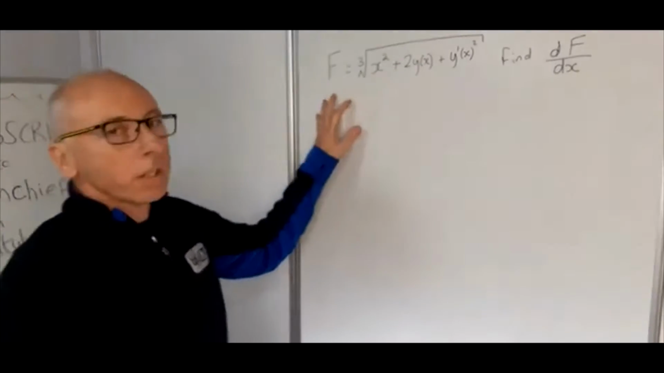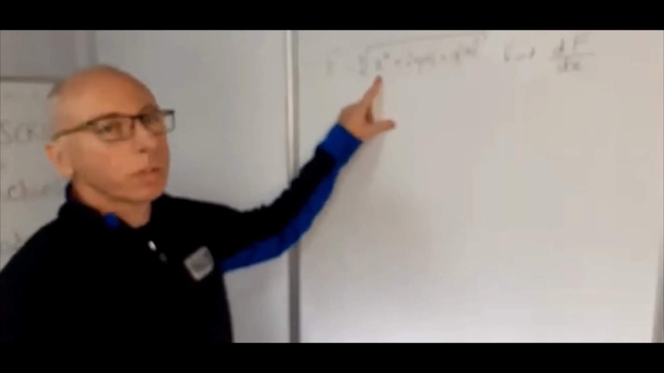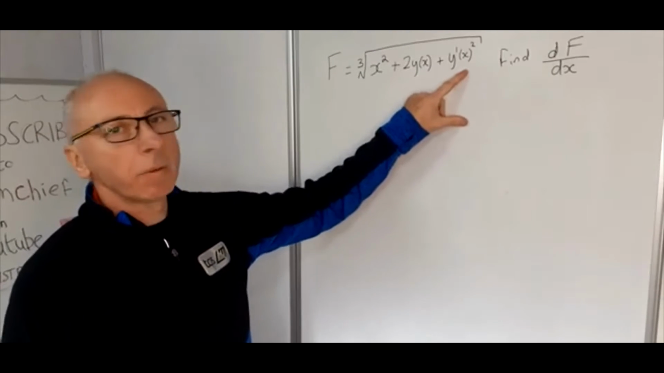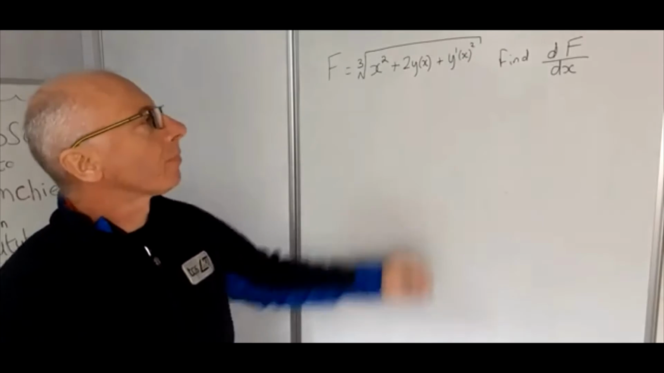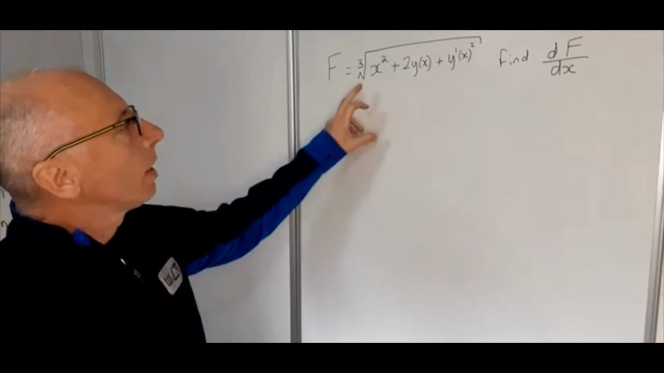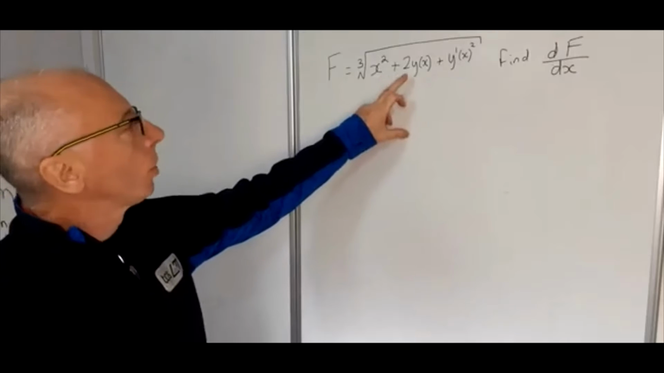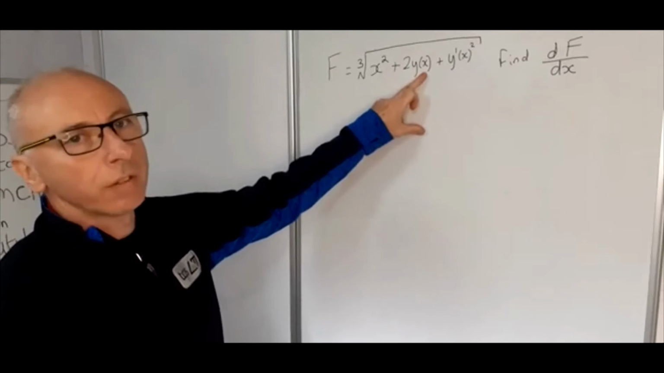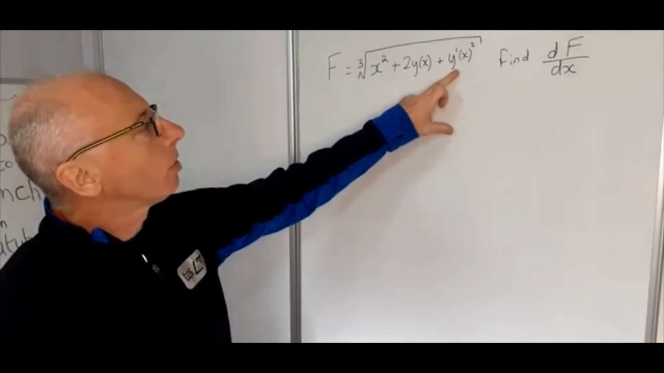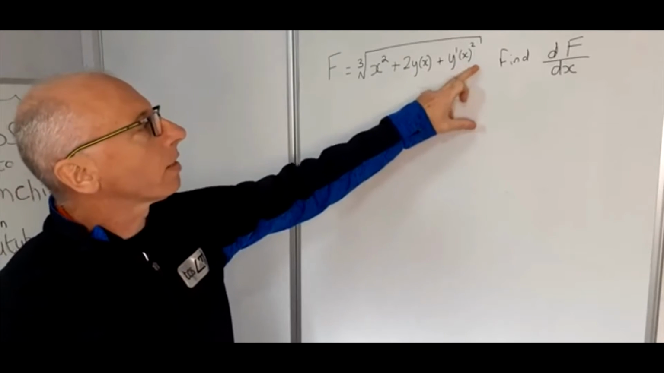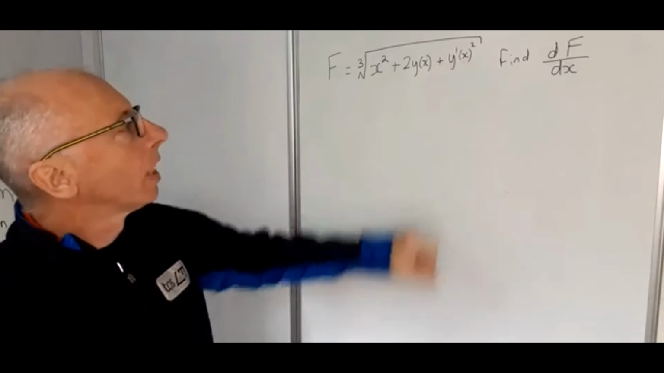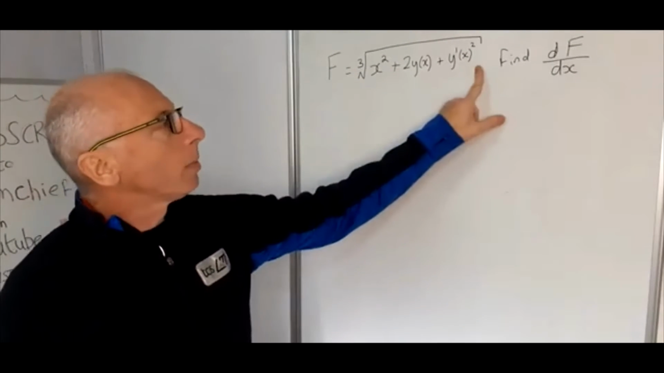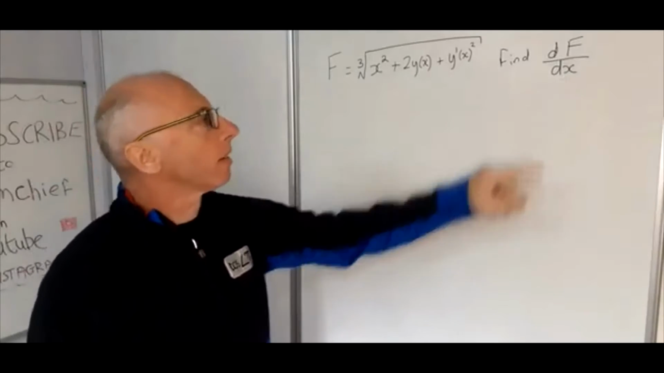Okay, so we've got this functional here. It's the cube root of x squared plus 2y of x plus y prime of x squared. Now, we can see here that as this is a functional, this function y is not a variable, y is a function of x. And the same here, the derivative of y is also a function of x, obviously here squared. And what we need to find is the derivative of this term here with regards to x.